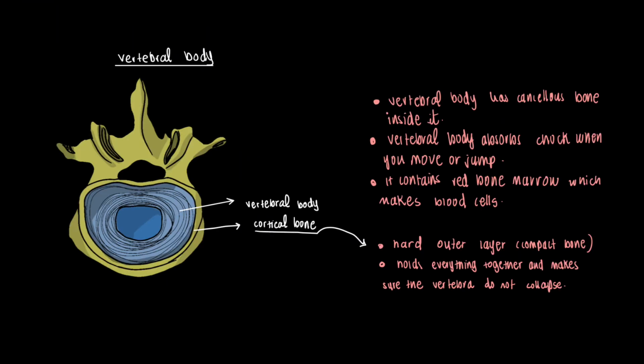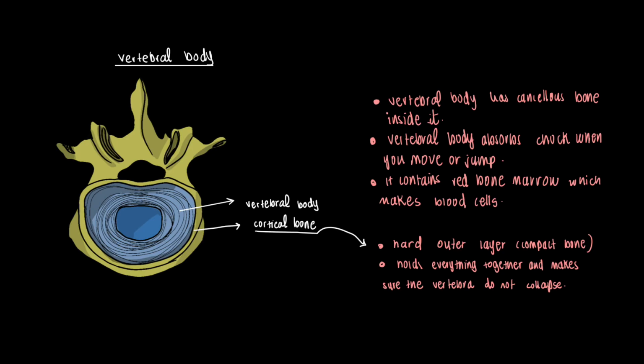The vertebral body is composed primarily of cancellous bone, also known as spongy bone. This structure helps to absorb shock during activities like walking, jumping, or lifting. Inside the cancellous bone is red bone marrow, which is responsible for producing red blood cells, a key component of the body's hematopoietic system.